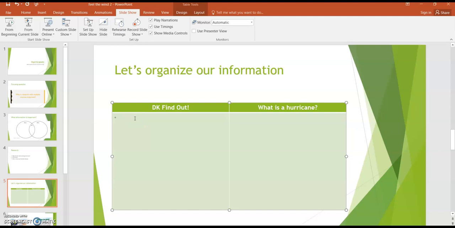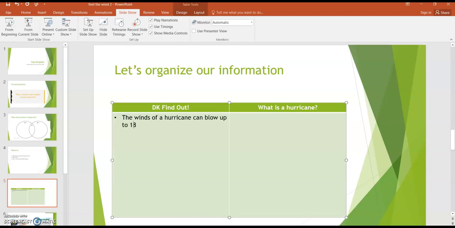I'm going to put that information in my graphic organizer. The winds of a hurricane can blow up to 185 miles per hour. MPH stands for miles per hour. That is a way that we measure speed.